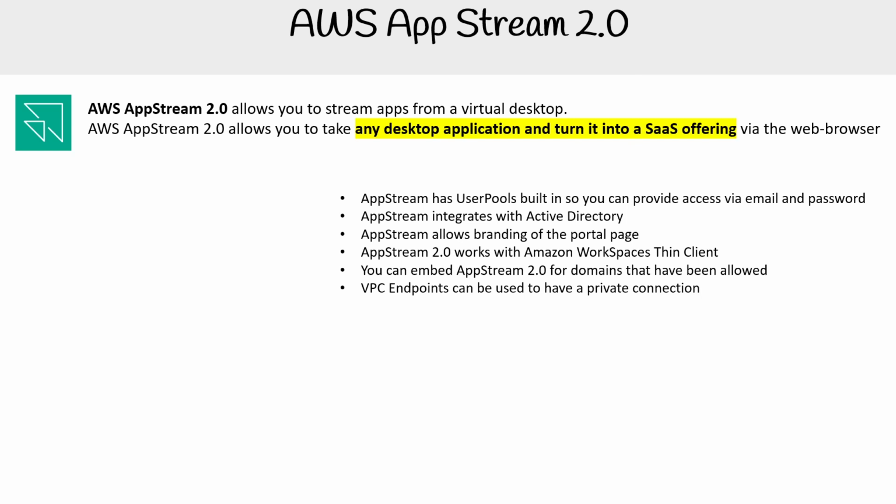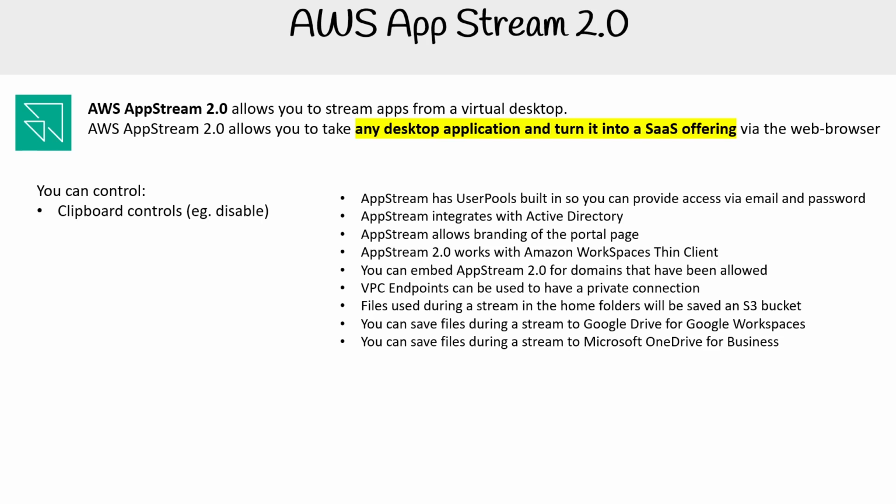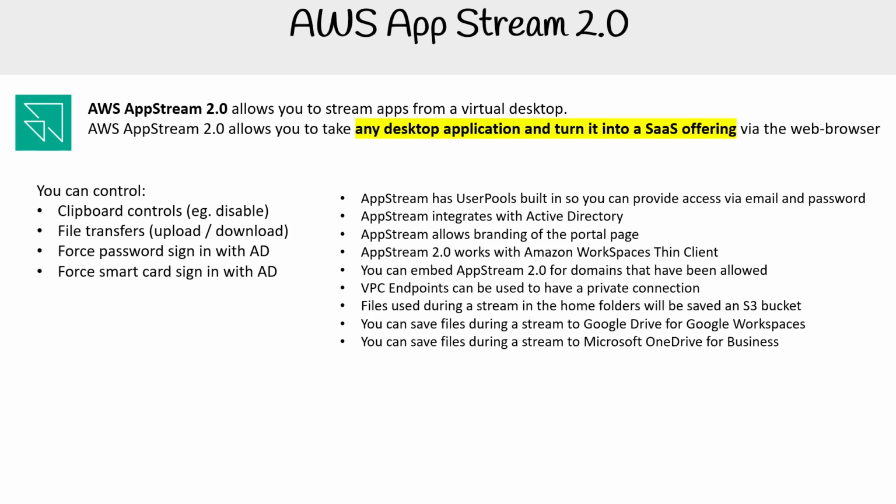VPC endpoints can be used to have a private connection. Files used during a stream in the home folders will be saved in the S3 bucket. You can save files during a stream to Google Drive for Google Workspaces. You can save files during a stream to Microsoft OneDrive for Business. You can control clipboard controls, file transfer, force password sign-in with AD or with smart cards. You can stream applications or desktops.